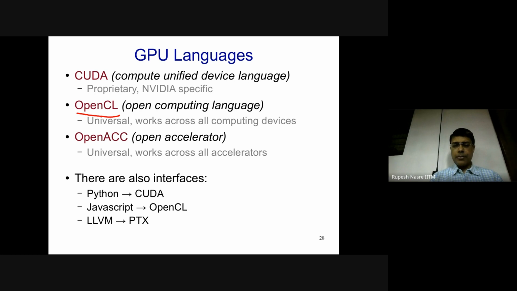There are also some libraries and interfaces like Python to CUDA conversion, JavaScript to OpenCL, LLVM to PTX. LLVM is a C intermediate code, an intermediate representation. PTX is the intermediate representation for CUDA. Yeah, so this is just a brief note.